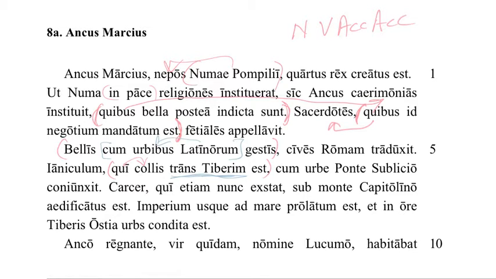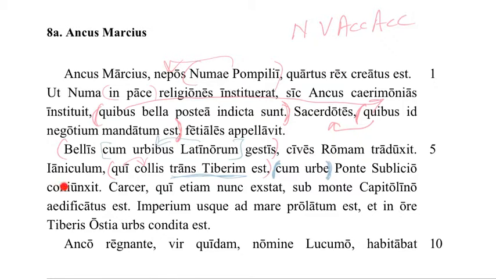Okay, what about this Ianiculum hill on the other side of the Tiber River? We've got a prepositional phrase first. Be careful. It obviously starts with cum, but where does it end? Urbe is a noun, and ponte sublicio is also a noun in the ablative case. So are these both the object of cum? Well, they can't be because they're not connected. So we have urbe here acting as an ablative because it's the object of cum, but then we have a different ablative noun functioning in a different way next door. Don't get tripped up by that.